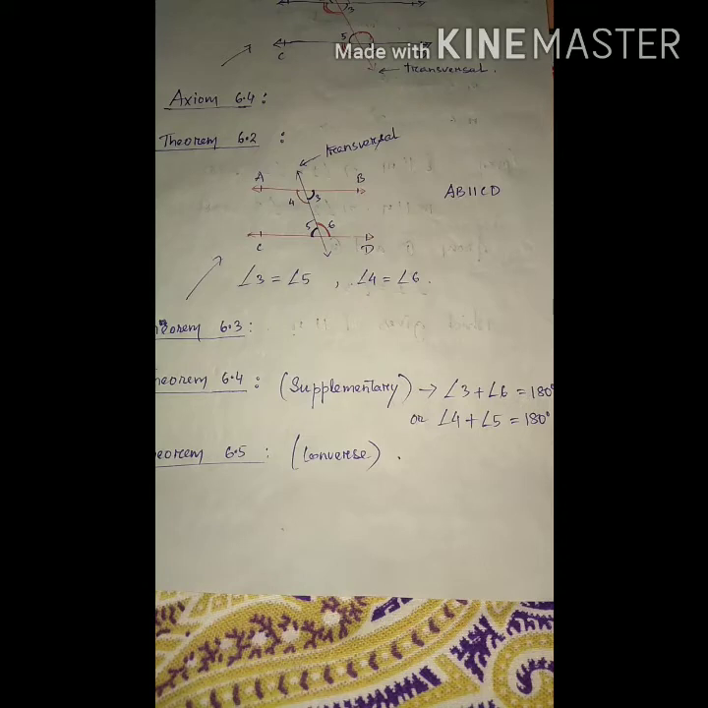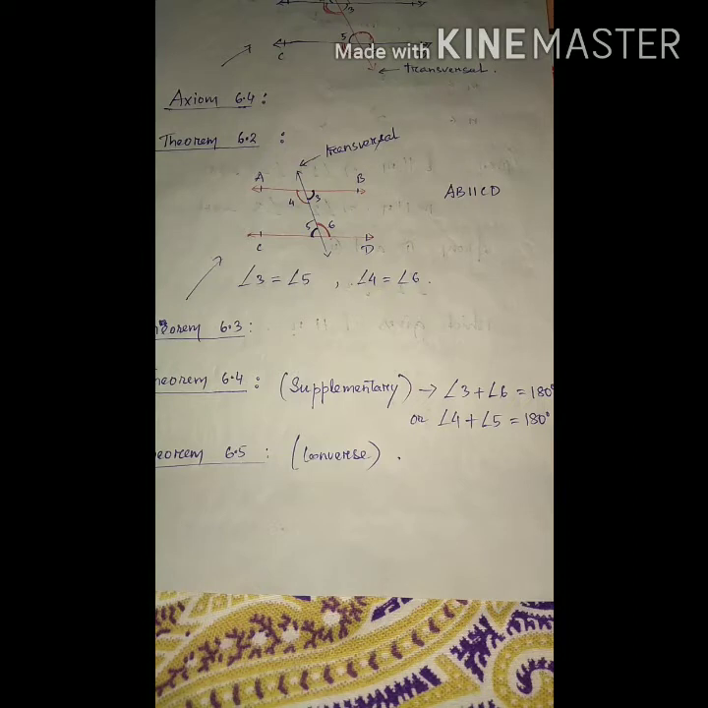Is it clear? Okay. Next we move to theorem 6.5. 6.5 is the converse of 6.4. That means in this case, if the sum of two angles is 180 degrees, that means here, if 3 plus 6 equals 180 degrees given, what is the meaning? The angles are on the same side of the transversal. I repeat this, if the sum is 180 degrees, the meaning is what? The interior angles are on the same side.